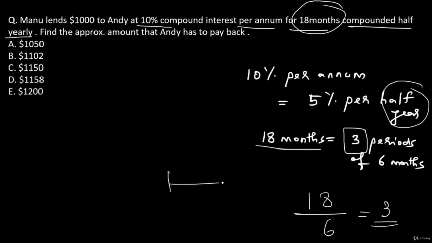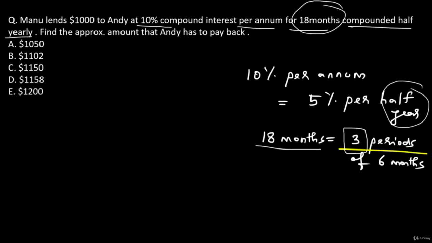So what does this mean? If you have 18 months over here, you can cut it into 3 parts, where each part is 6 months long. Alright, so we have done that. Now we have found that we have 3 periods of 6 months in this case. Now we can go ahead and find how much money he will have to pay back. Now remember, compound interest is nothing but successive percentage increase, right? So let's do that. We have to increase 1000 by 5% 3 times. So that's what we have to do basically. So let's go ahead and do that.